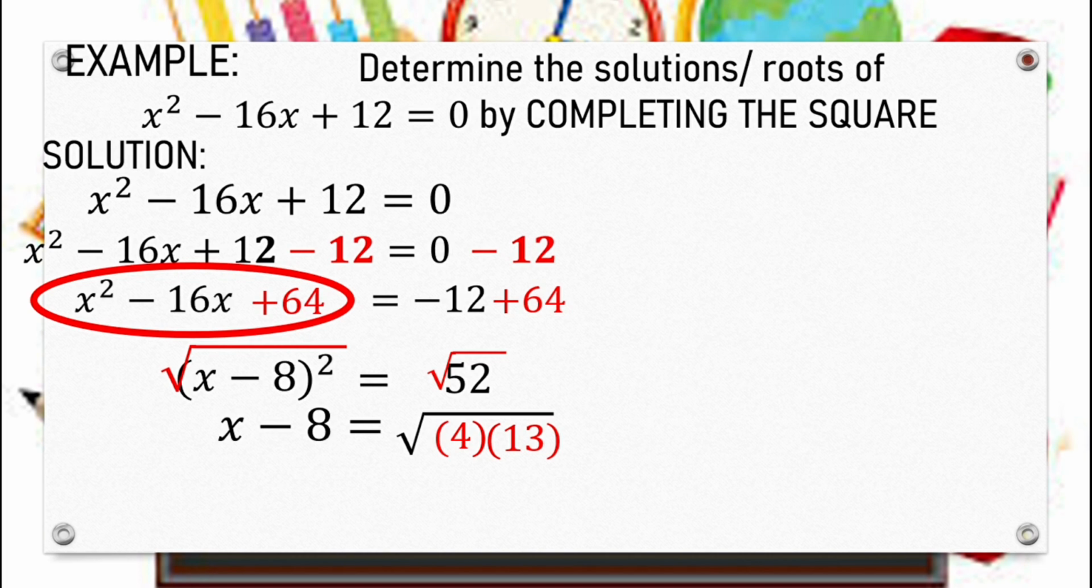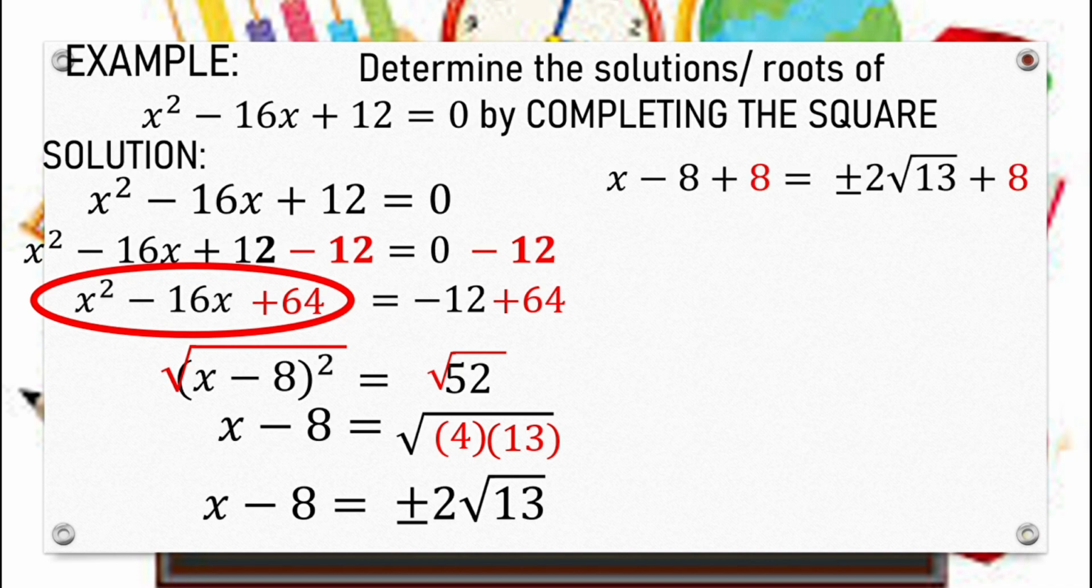So here, square root of 4 is positive negative 2 and we will copy the radical square root of 13. This means square root of 52 can be written as positive negative 2 square root of 13. Then, we will transpose negative 8 to the right side of our equation using addition property of equality.